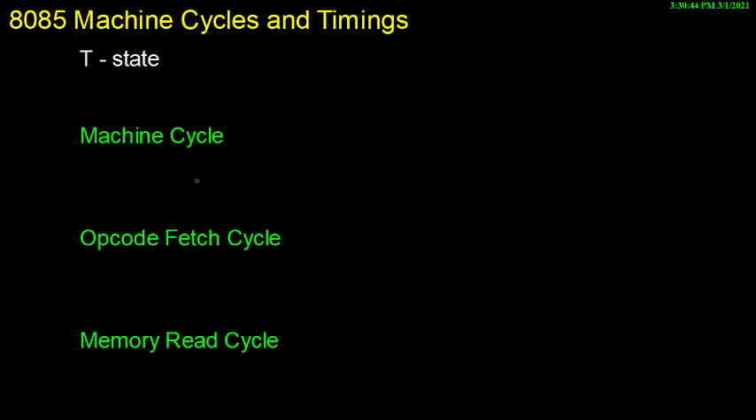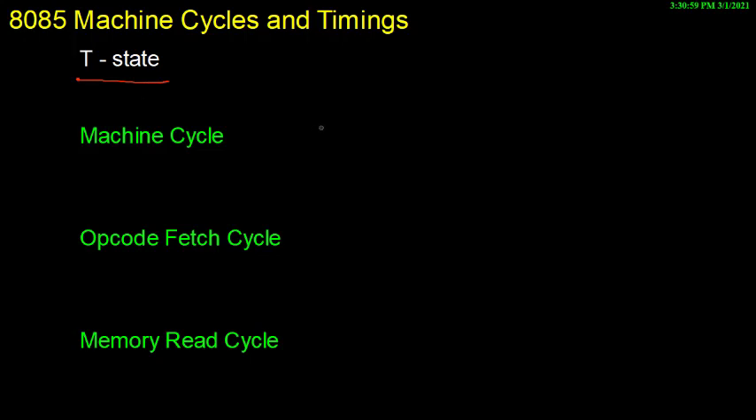This is lecture number 10 and we'll start with some definitions of machine cycles and timings regarding 8085. The very first thing is the T state. What is the meaning of a T state?